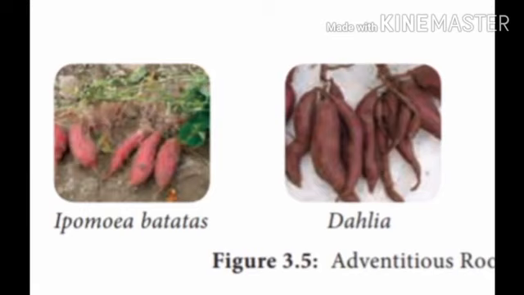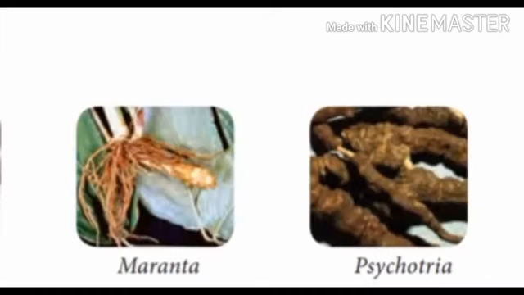The next one is the nodulose root. In this type, the root swelling occurs only near the tip, and otherwise it's just normal. Examples: Curcuma, Maranta, or turmeric and ginger come under that.